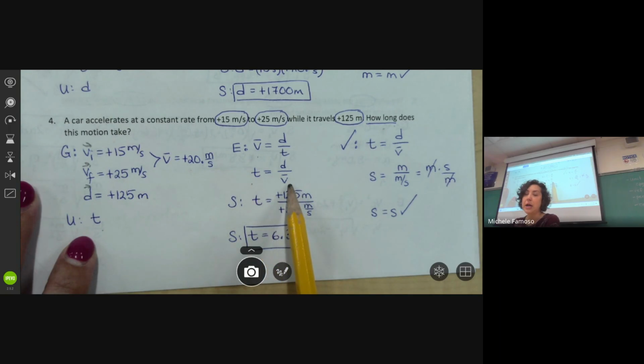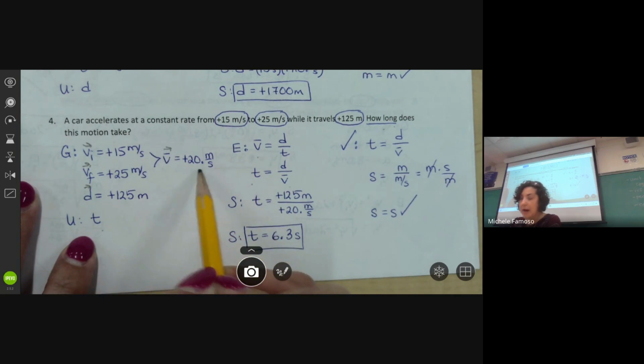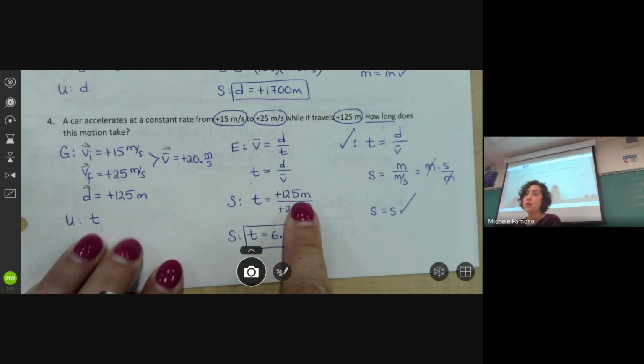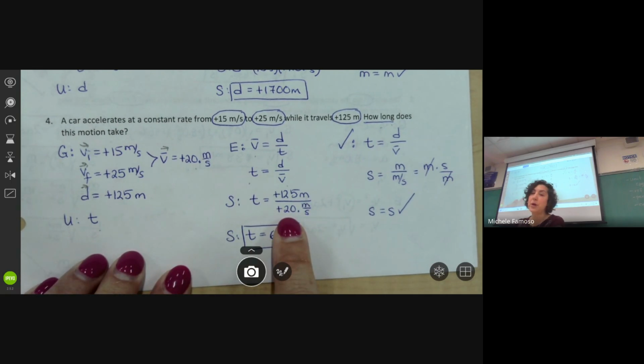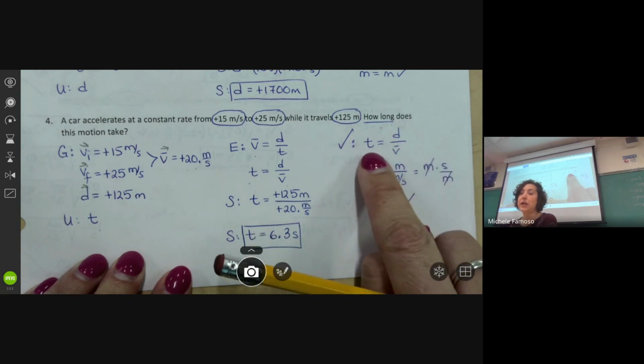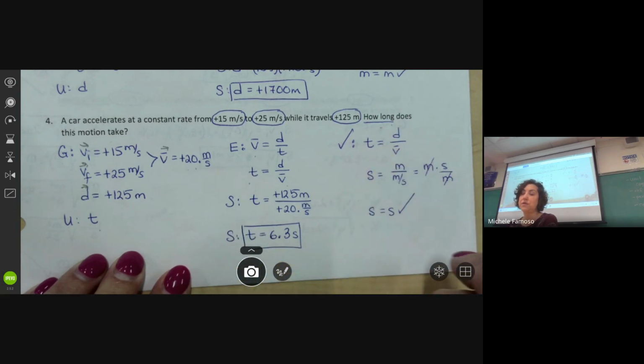over the V bar. Now, you don't have V bar, but you should know how to get an average of 2 numbers. You add them up and divide by 2. So the average velocity is positive 20 meters per second, keeping the precision. So that would be positive 125 meters over the positive 20 meters per second, giving you a time of 6.3 seconds. And then you do your dimensional analysis on T equals D over V bar.